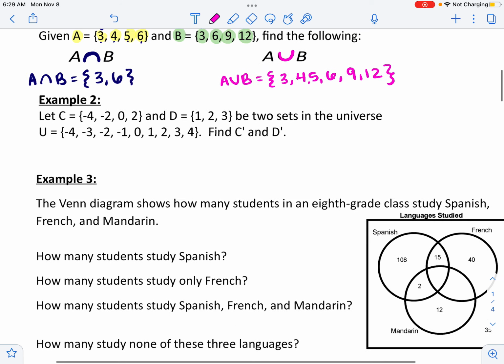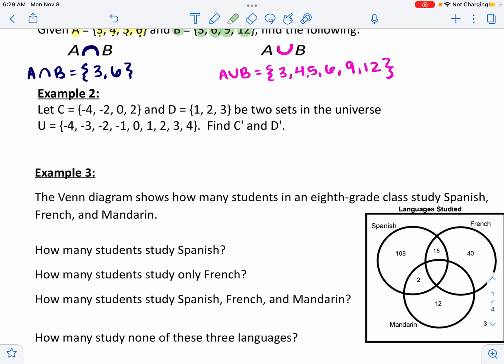Now, example 2. I have a set C here, and I have a set D, but now I have something new. It is a set U. The set U is our universe. So we're not going to just assume that all numbers ever are what we're looking at here. We're just going to look at our universe as this set of numbers.